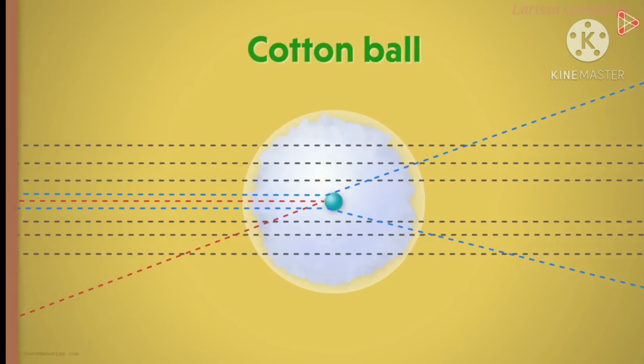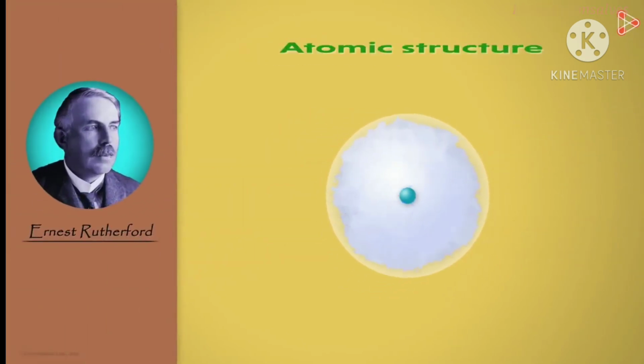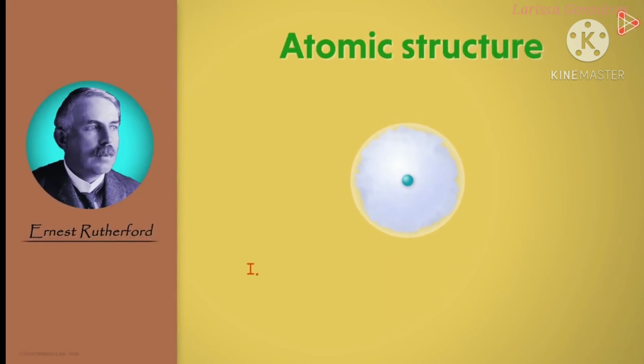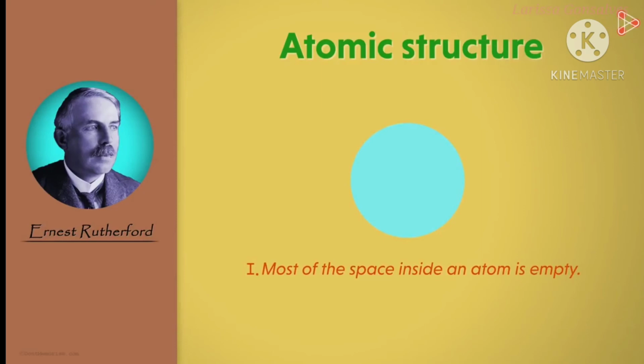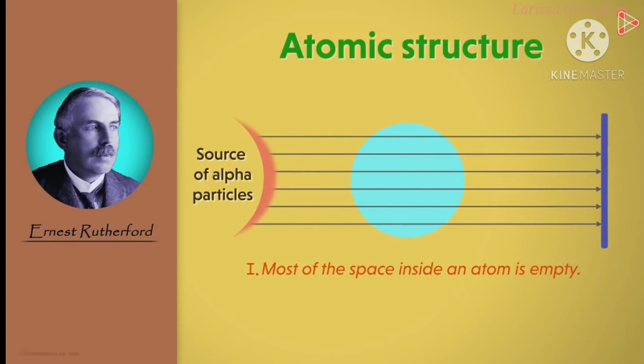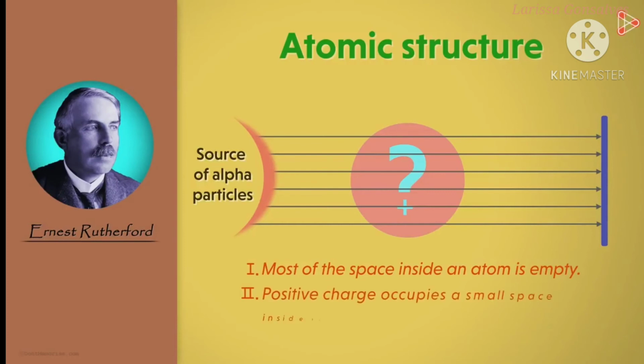This is analogous to what Rutherford had inferred about the atomic structure. His first conclusion was that most of the space inside an atom is empty. This is because most of the alpha particles could easily pass through the atoms and hit the detector straight. Now, if most of the space is empty inside an atom, then where is the positive charge located? Well, that's the second conclusion. The positive charge is compactly packed in a tiny entity. This occupies an extremely small space inside the atom.